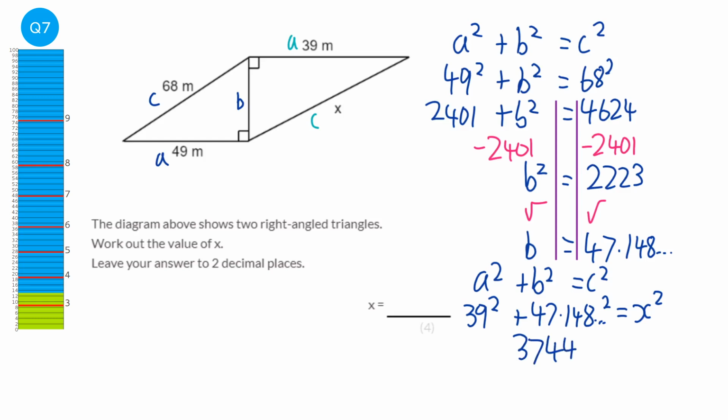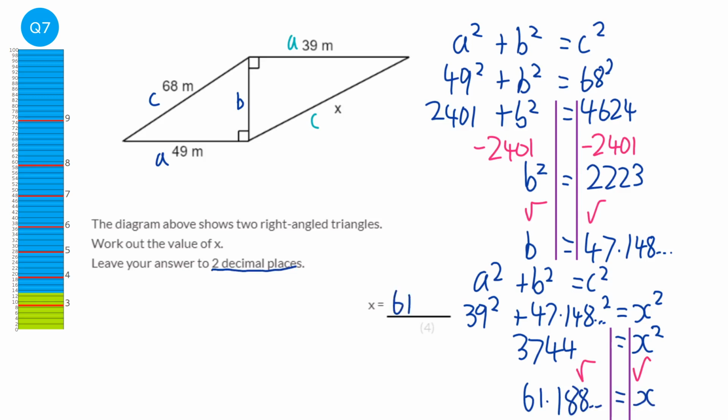and that will be 3,744 equal to x squared. And we'll just get our lines in, because we need to square root both sides, and we get 61.188 blah blah blah is equal to x. It says it wants it to two decimal places, so that will be 61.19.